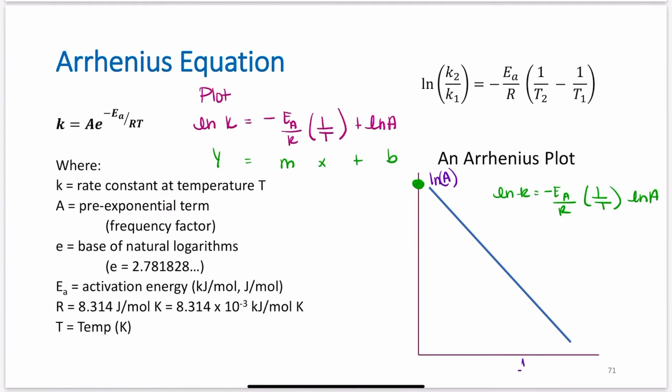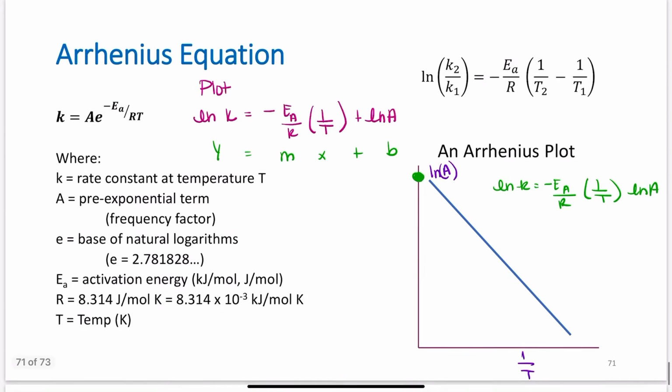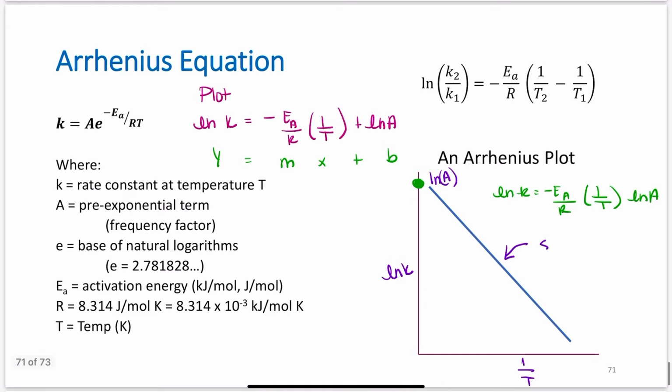My x-axis is 1 over my temperature. My y-axis is my natural log of K. My slope is negative E sub A over R. I can actually determine my activation energy straight from this slope by graphing the natural log of K as a function of the reciprocal of the temperature. I could do this, or I could give you K values and temperatures and have you calculate the activation energy there as well.